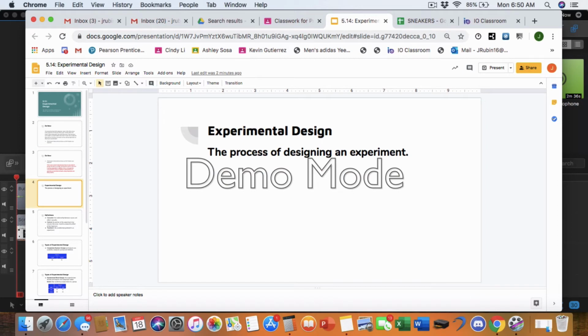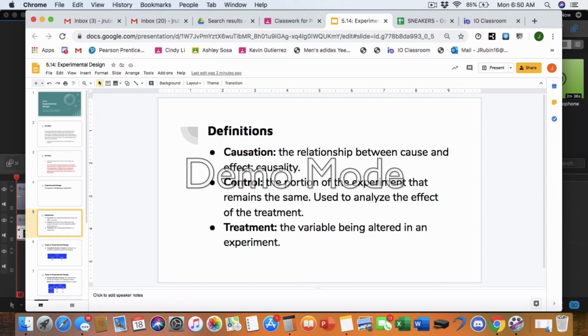All right. So moving forward, experimental design, the process of designing an experiment, right? So let's talk about these words because these are some definitions that are specific to this idea. Number one is causation, right? That's the actual relationship between cause and effect, and it's also the word causality. Now, remember, we talked about some observational studies. You actually can't prove causation. You can only see associations. In other words, you could see that it appears to be a relationship, but you can't confirm it. In experiments, you can confirm it. You can confirm that this leads to that, and that's what causation is.